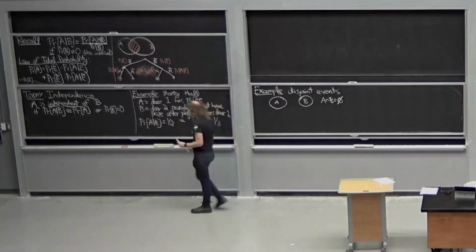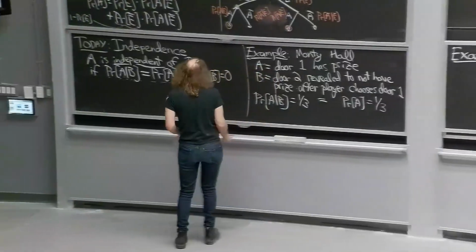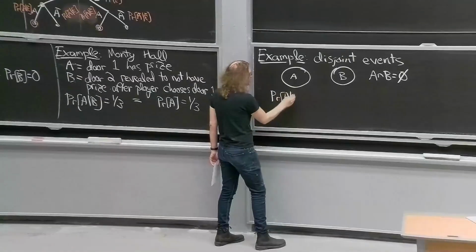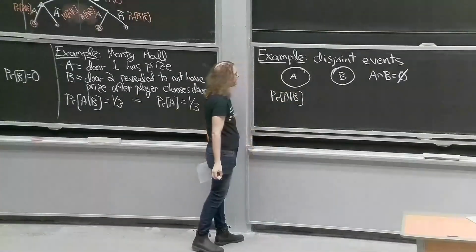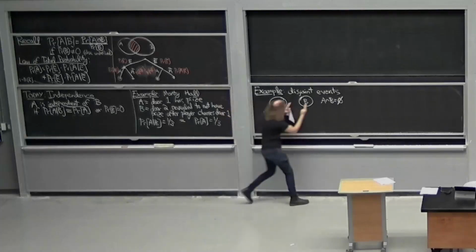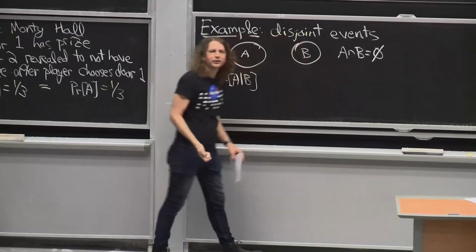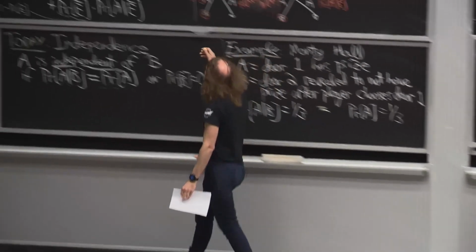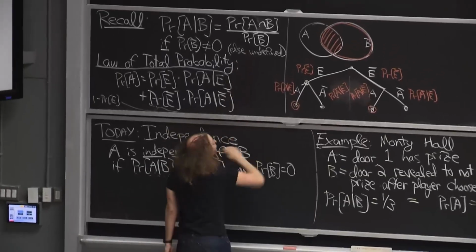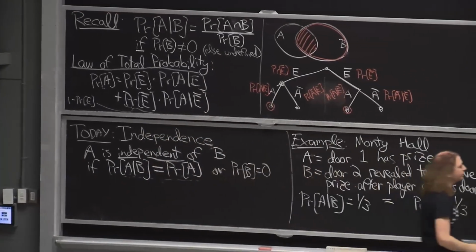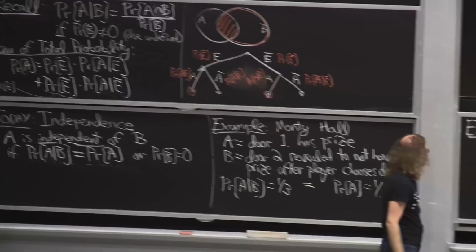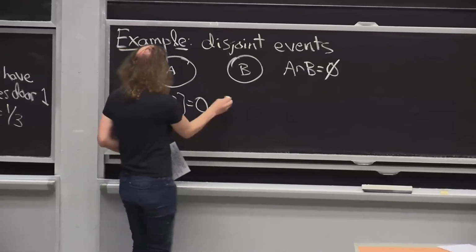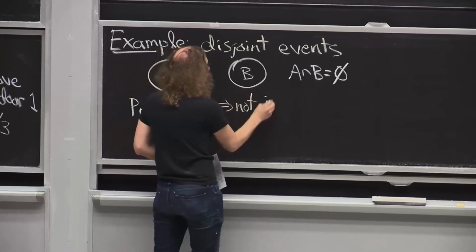Then are they independent? Well, let's just compute these probabilities. Probability of A, I don't know how to compute. But probability of A given B, that I know how to compute. I zoom into B, and I see how many A's are in there, and it's 0. There's no A inside B. In other words, the probability of A intersect B is 0, because there's no intersection. So whatever the denominator is, the result is 0. And so this means they are not independent, typically.